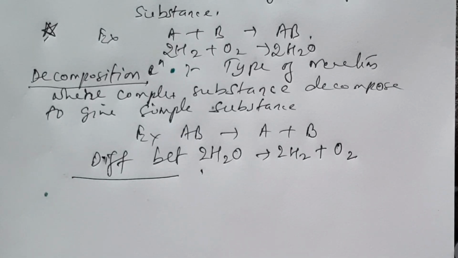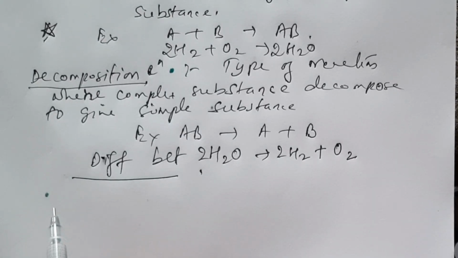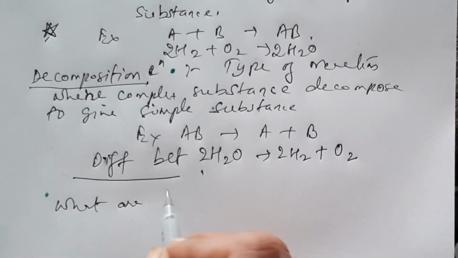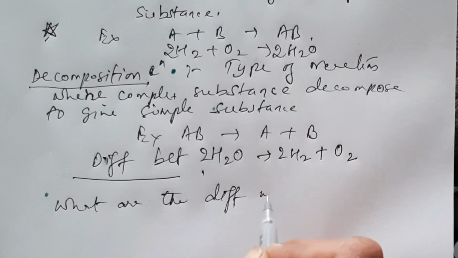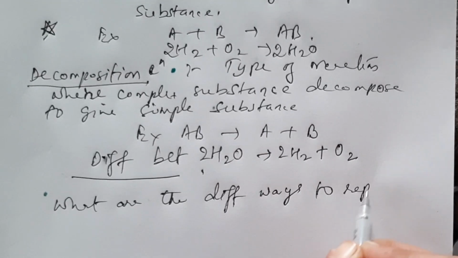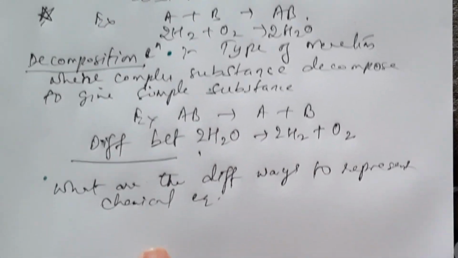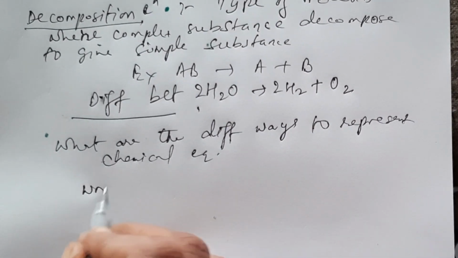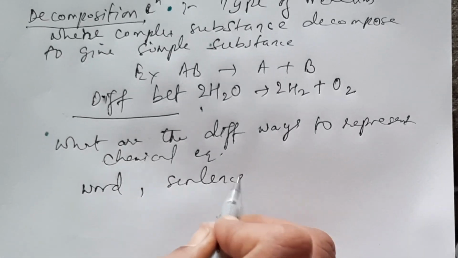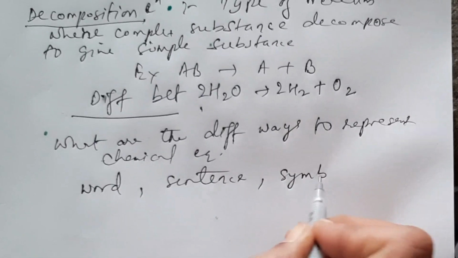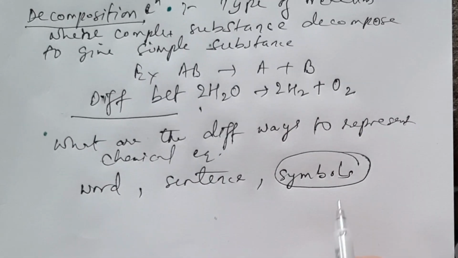Now the next question: what is skeletal chemical equation and what is balanced chemical equation? First, chemical equation can be represented in different ways. What are the different ways to represent a chemical equation? We can represent a chemical equation either in the form of words or sentences, or in the form of symbols. The most convenient one is representing it in the form of symbols.